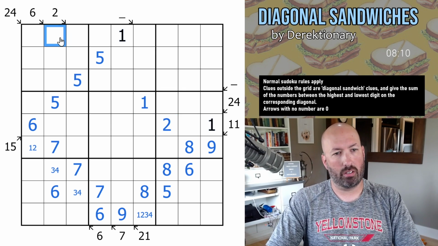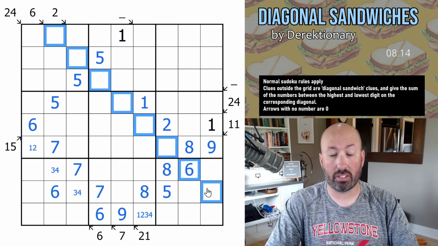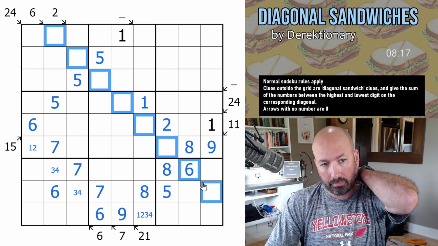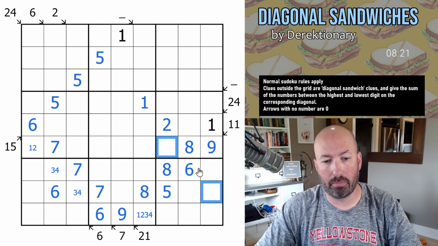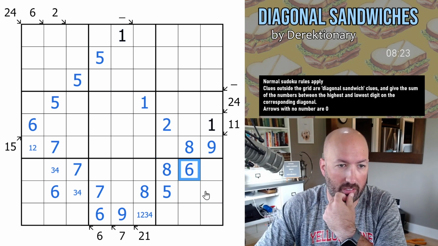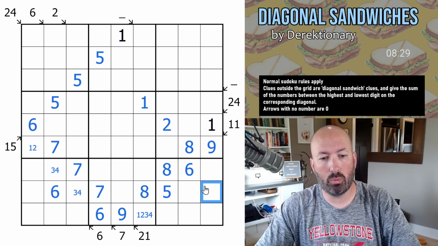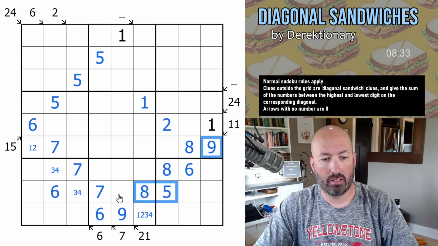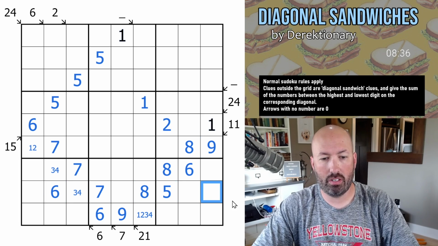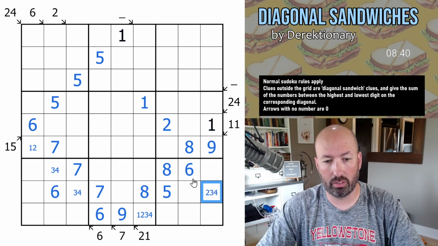Okay, what about the 6? We don't really know much. We have a 6, which is interesting. So potentially, we could have these be the biggest and smallest, and that 6 clue would be satisfied. But this one here can't be 5, 6, 7, 8, or 9 because of all these. And it can't be a 1. So this is a 2, 3, or 4 just by normal Sudoku rules.